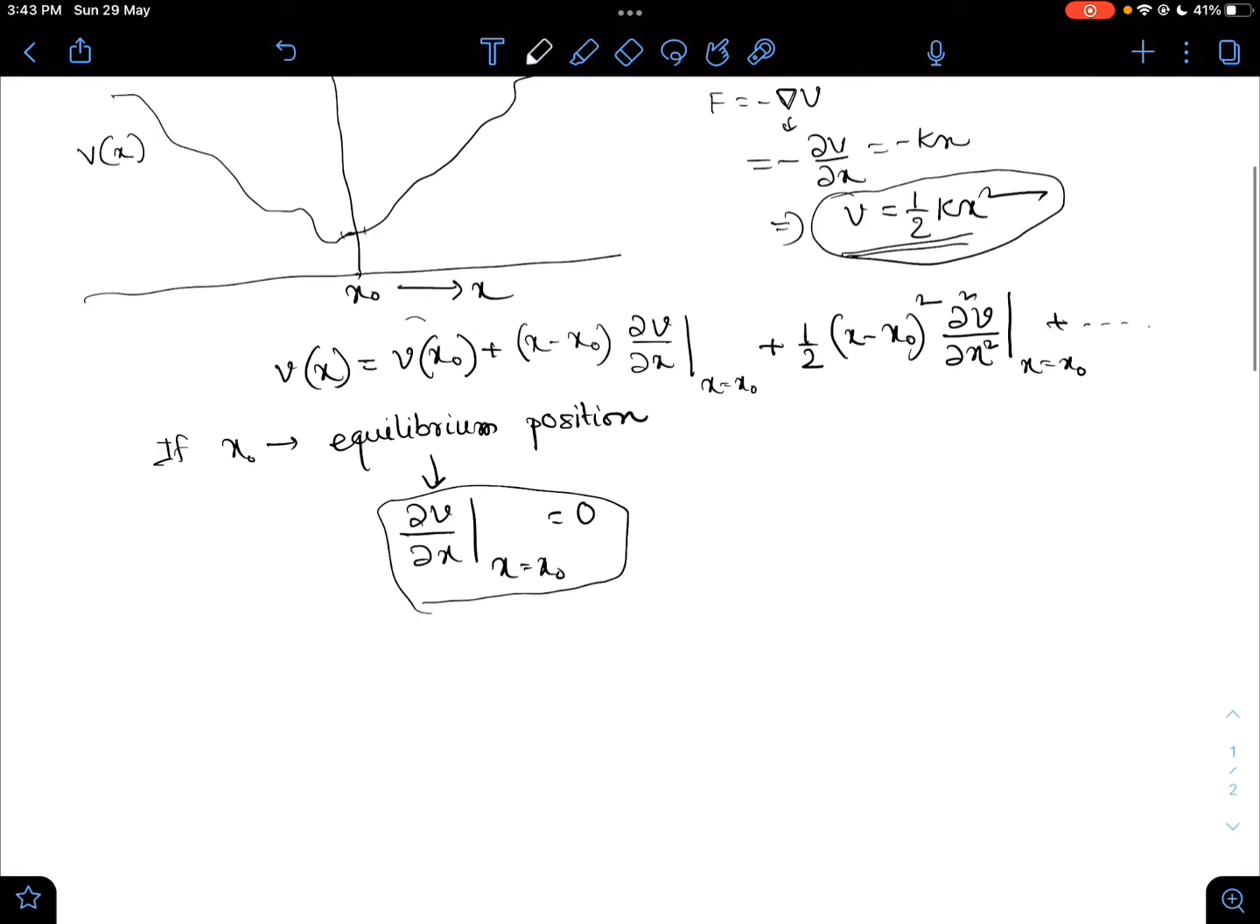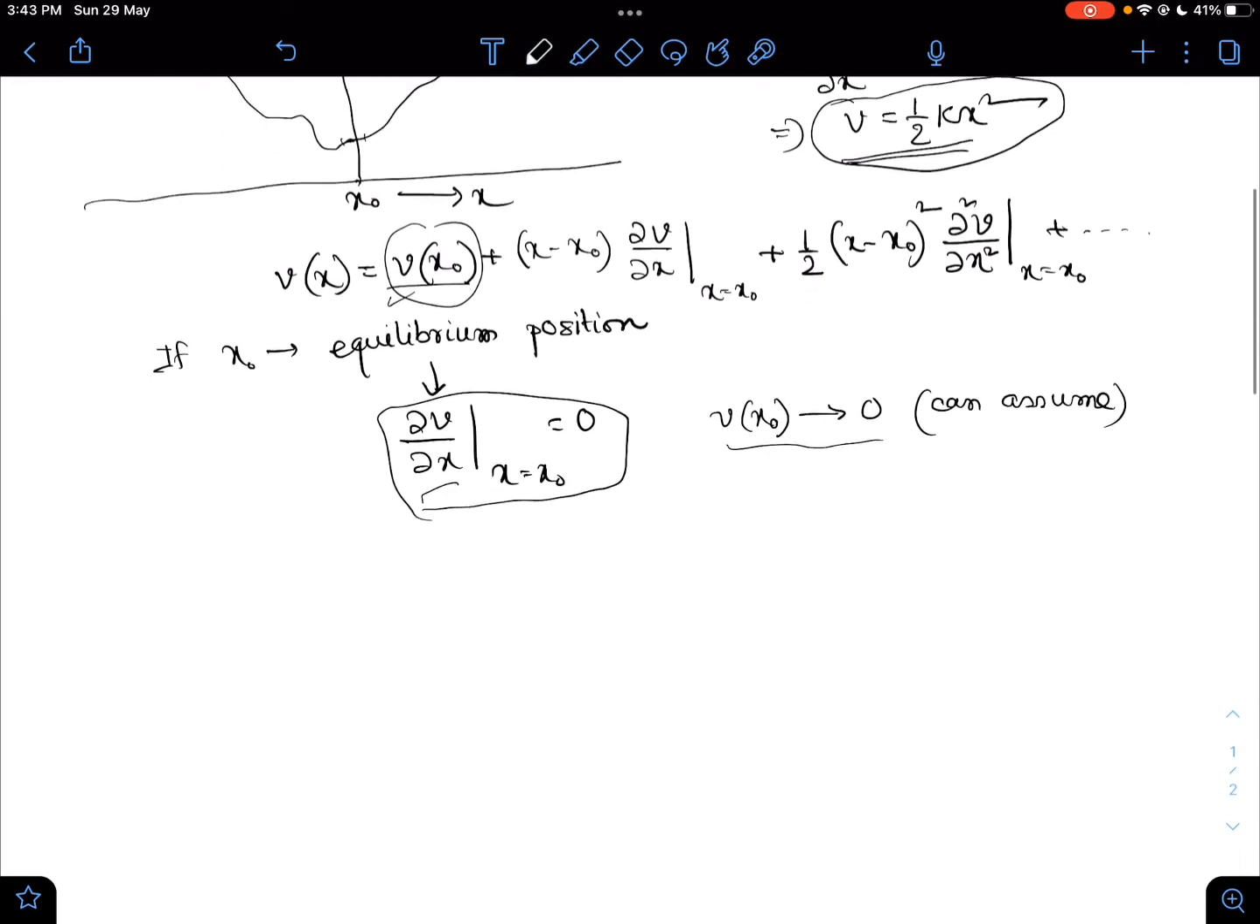Now V of x0 is a reference point, so we can take it to be 0, because it is just adding a constant value, and since we are interested in force, we take the derivative, and the derivative of a constant is 0. So we can assume this to be 0 for simplicity. Now how can we express V?